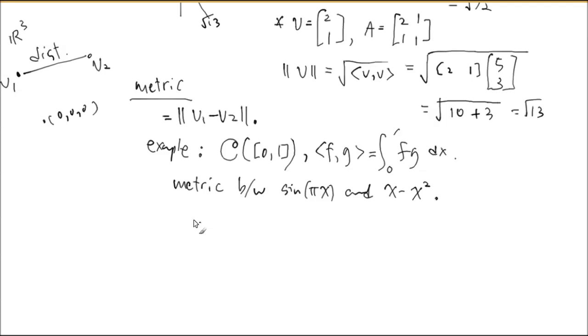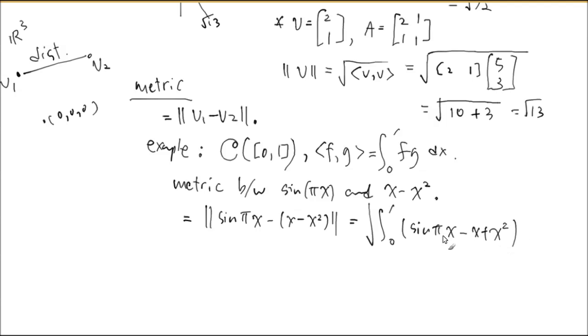So how do you calculate that? It's sine pi x minus (x minus x squared), the distance between these two vectors, right? So how do you calculate that? It is the square root of the integral from 0 to 1 of this vector's inner product with itself. So here is sine pi x minus x plus x squared, squared, and here's a dx. Whatever this number is, that number is the distance between these two vectors.